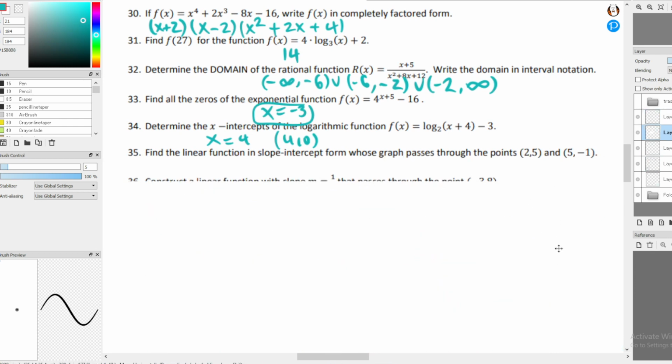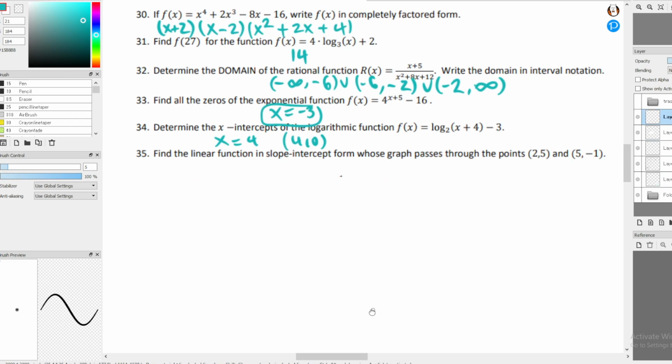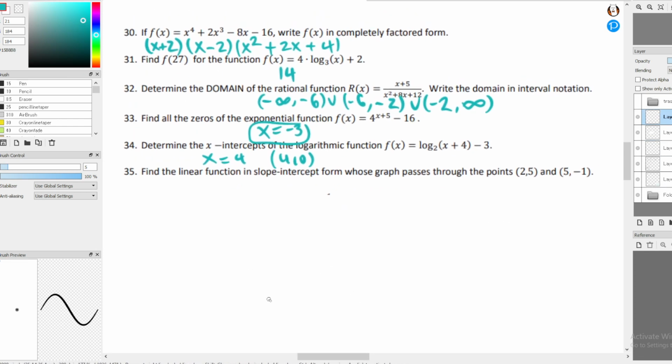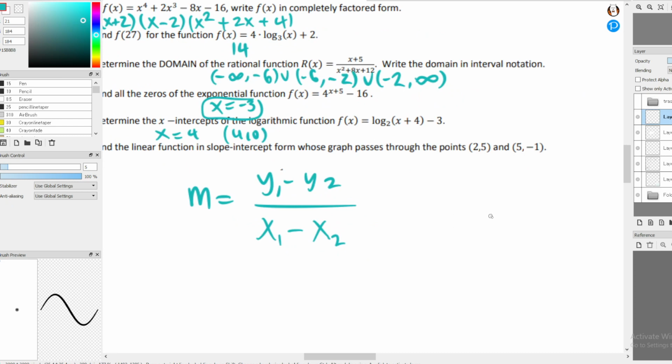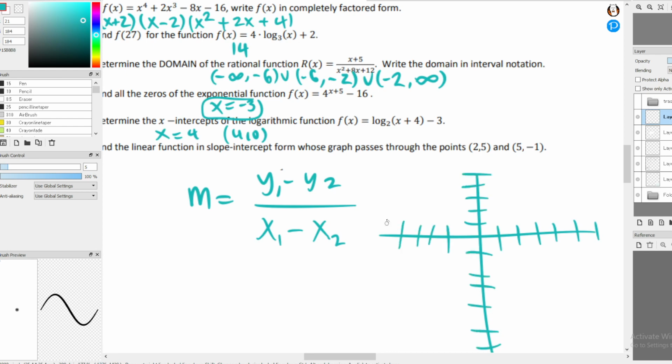35 is asking us to find the linear function in slope-intercept form whose graph passes through the points 2, 5, and 5, negative 1. So we are going to use our slope formula, which is m is equal to y1 minus y2 over x1 minus x2. Now, I've always hated this because it feels so stuffy and mathy, but basically it's saying if you had these plotted, we would have one at 2, 5, and one at 5, negative 1. And we're saying, what's our rise over run?